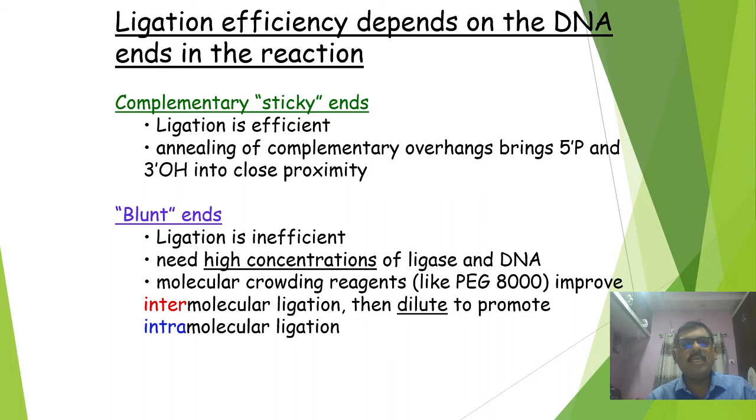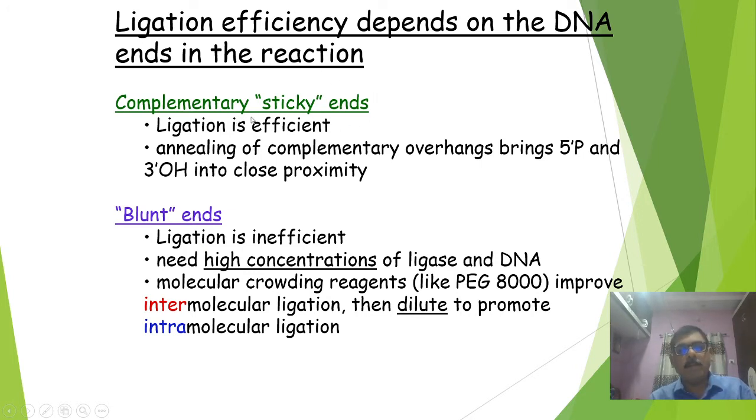And this ligation efficiency depends on the DNA ends in the reaction, that is, on which restriction endonuclease we are using to cut. Either you will get sticky ended molecules with unpaired nucleotides, or you will get blunt ended molecules with paired nucleotides. If the unpaired ends are there, we call them sticky ended molecules.